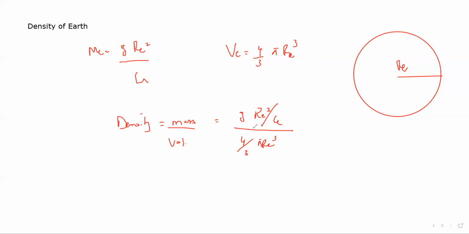We will then simplify this equation and we'll get the density of Earth, the average density. That's not the actual density, it's an average density, because the assumption is there that Earth is a perfect sphere, but in practice it's not a perfect sphere.